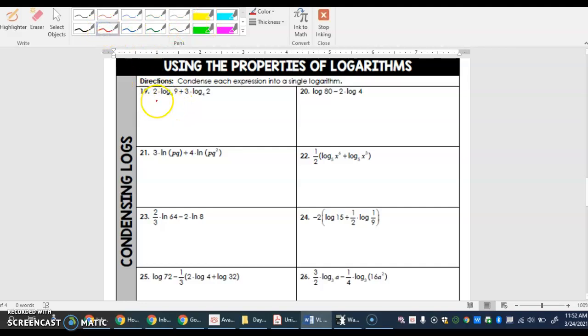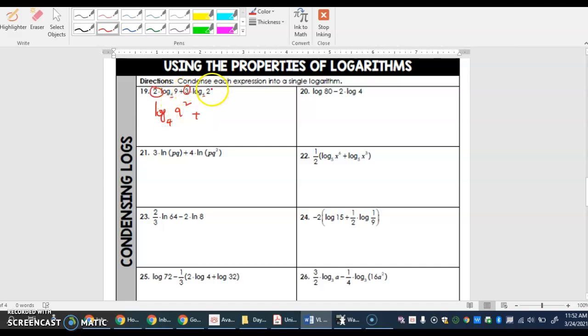We have here 2 log base 4 of 9 and 3 log base 4 of 2. The first things you have to look for are: are there any coefficients? And there are. The second thing you have to make sure is that the bases are the same for the logs given. So here we have 2 times log 9 base 4. We have to bring the 2 as an exponent using the power rule. So this becomes log 9 squared to the base 4.